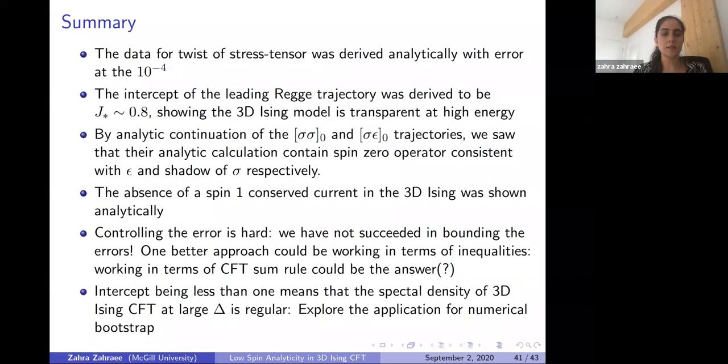Then we analytically continued sigma sigma to spin 0, and we looked at the sigma epsilon trajectory as well. We saw that the analytically continued curves are compatible with the trajectories including the spin 0 operators, epsilon and sigma respectively. We also saw that the analytic result is compatible with the absence of a spin 1 conserved current in 3D Ising.